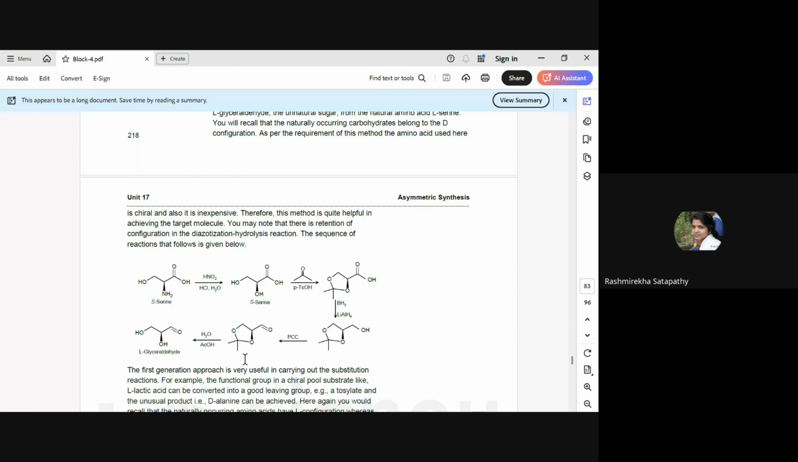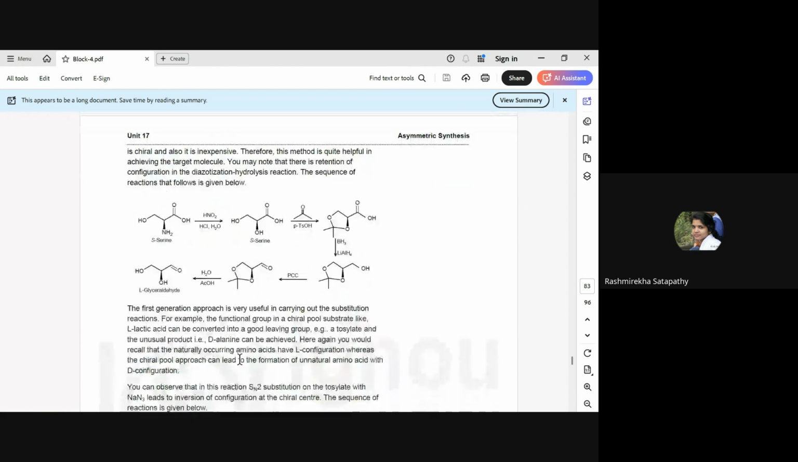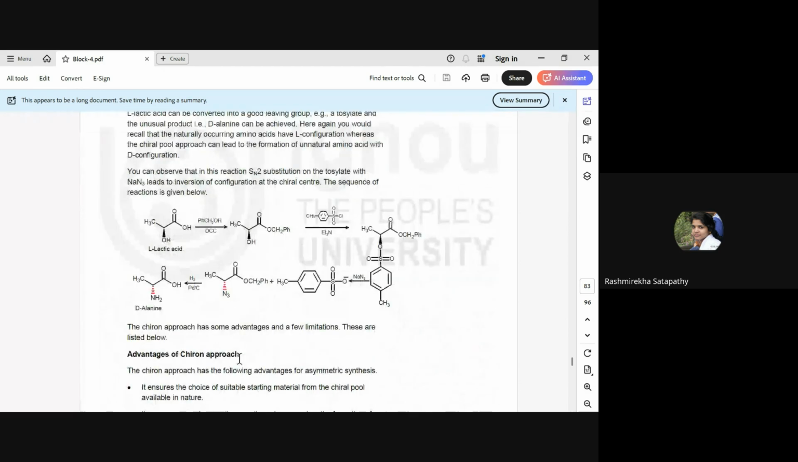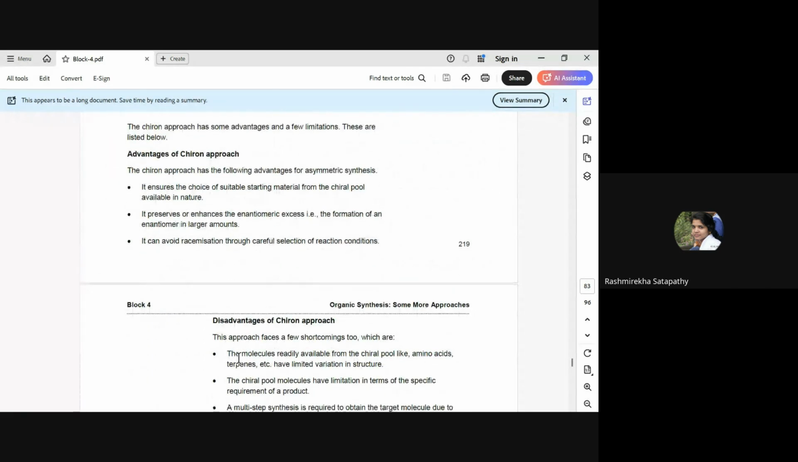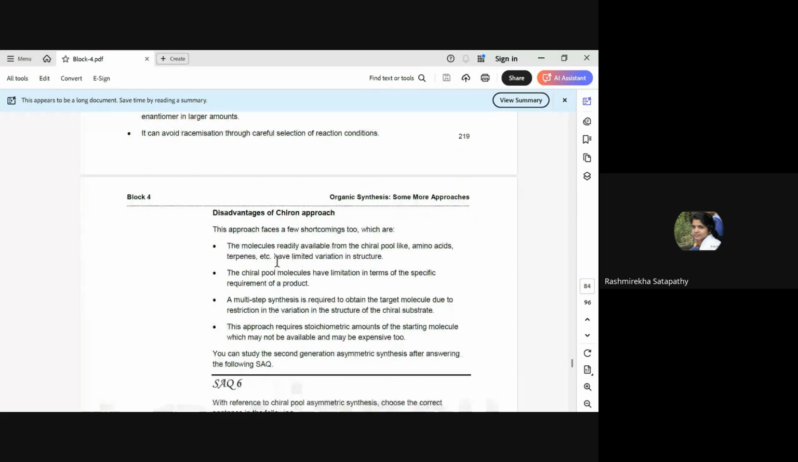This breaks to the diol. The advantage of the chiron synthesis is that it ensures the choice of suitable starting material from the chiral pool available in nature. It preserves or enhances the enantiomeric excess. It avoids racemization through careful selection of the reaction conditions.